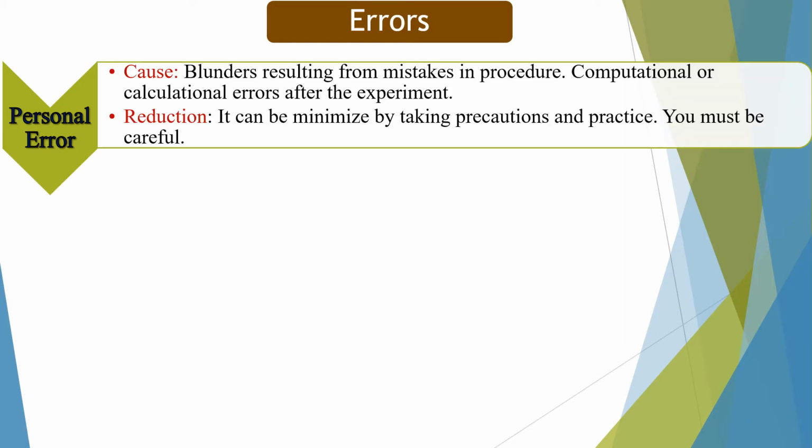The cause of personal error is blunders resulting from mistakes in procedure, computational or calculational errors after the experiment. Maybe a person is inexperienced and not following the correct procedure, or he is doing wrong calculations. So, due to this, error may occur in the measured value. How can we reduce the personal error? It can be minimized by taking precautions and practice. You must be careful. So, by having the proper knowledge and doing practice, personal error may reduce.